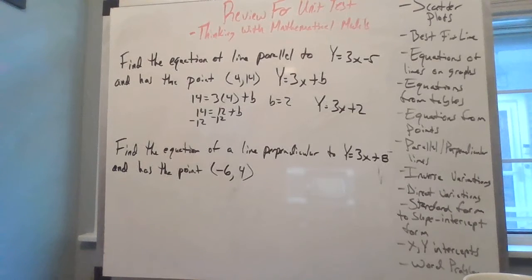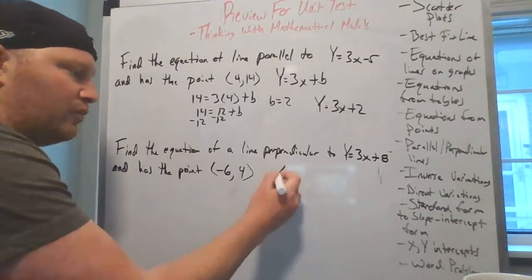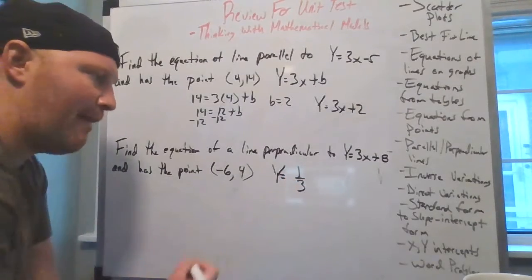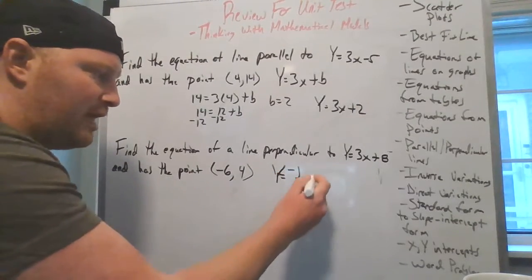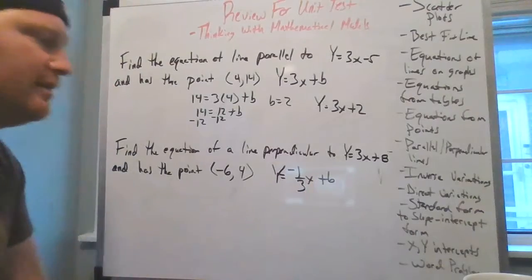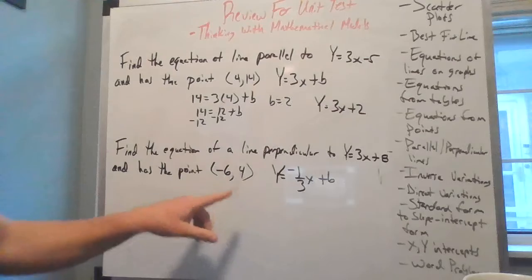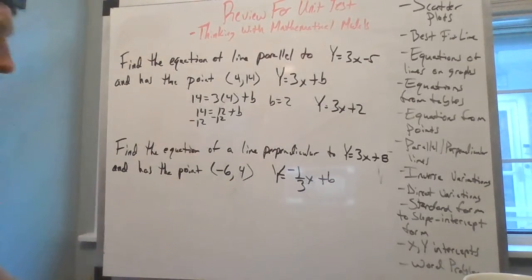My next one is right here. Find the equation of a line perpendicular to y equals 3x plus 8 and has the point negative 6, 4. First things first, follow the rule of perpendicular lines. The reciprocal of 3 is 1/3. The opposite of 3 is negative 1/3 x plus b. There's that first piece. Now the next is just do the same as we did before. Replace x and y, solve for b.